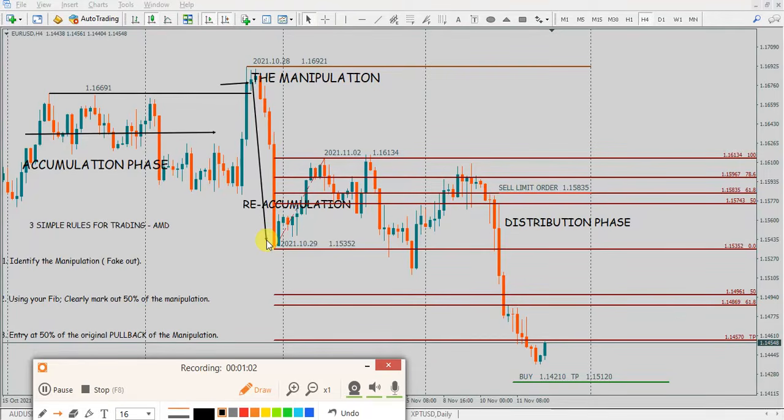Now this is a manipulation. The market simply fools traders into thinking that it's moving in one direction, only to wipe out their stops by moving in the opposite direction in a very strong bearish move, as is the case here. So once I identify a manipulation like this, the next thing, rule number two, is I have to find 50% of this manipulated move.